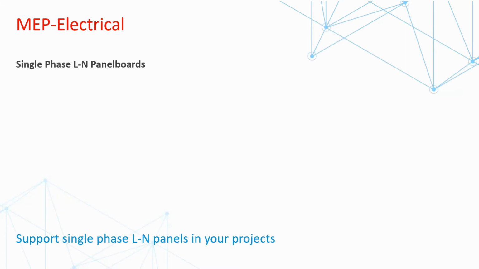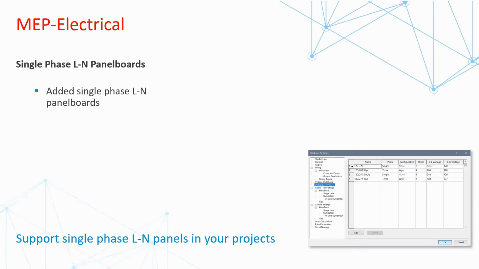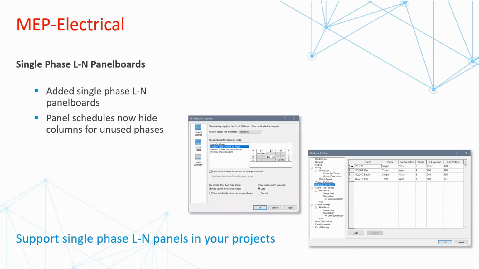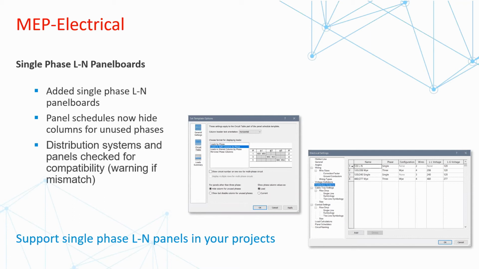More changes and updates: single phase LN panel boards have now been introduced. So we have the ability to add single phase LN panel boards. In your MEP electrical settings, if you go to distribution systems, you'll see that you have a naming convention now where you don't have to use the Y or single, but you can now put in LN. Also, panel schedules now hide columns from unused phases. You can go to your panel schedules and update them to hide or show these phases that are used or unused.